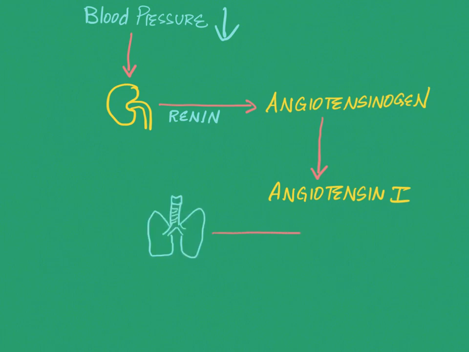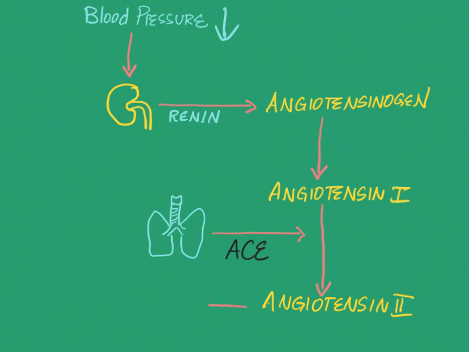Angiotensin 1 is not functional. It must turn into angiotensin 2. To convert this, there is an enzyme called angiotensin converting enzyme. Angiotensin 2 then can increase the blood pressure. In this way, the kidney helps to regulate blood pressure.